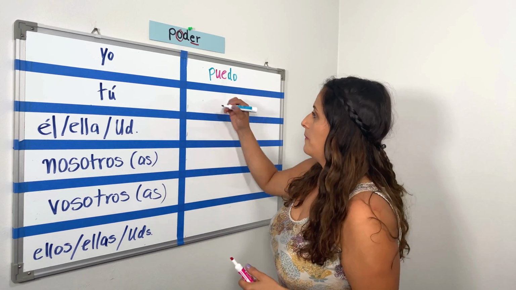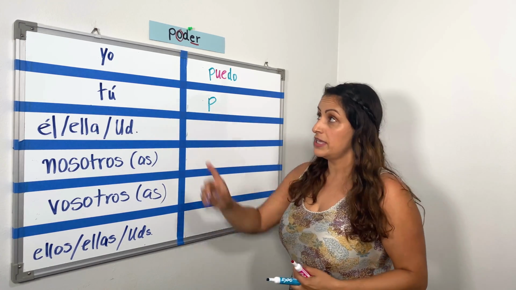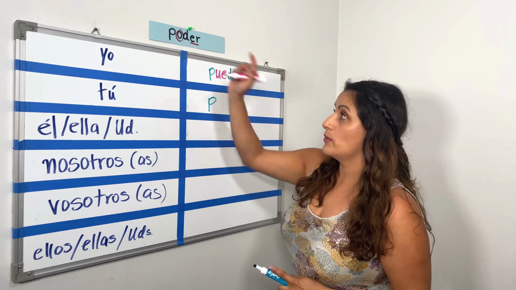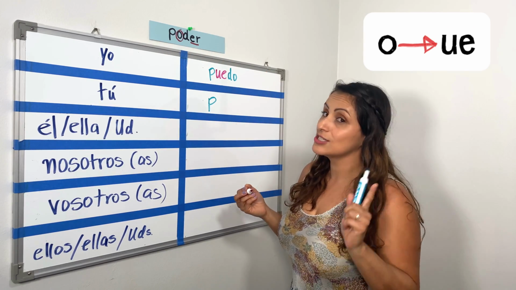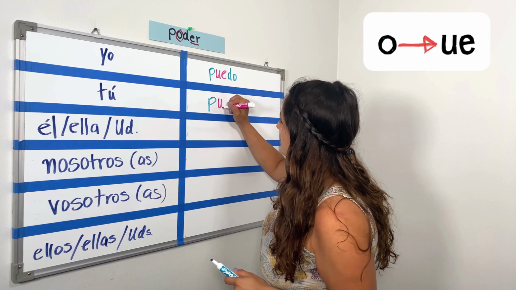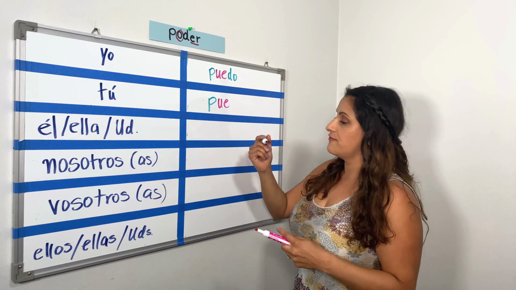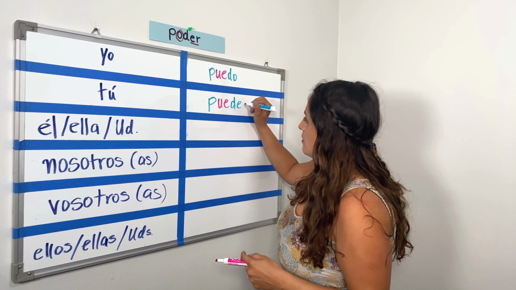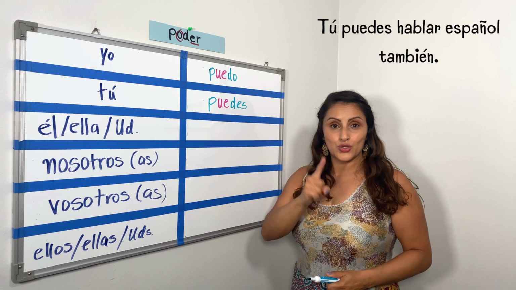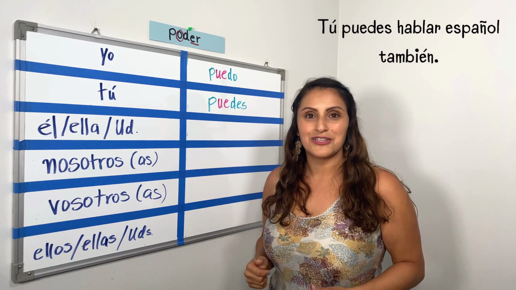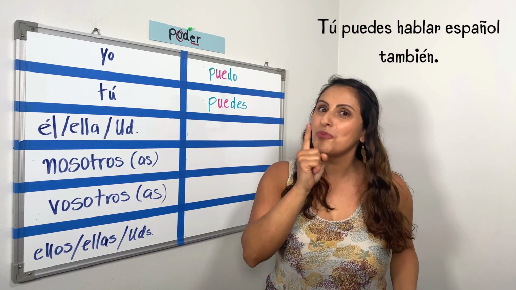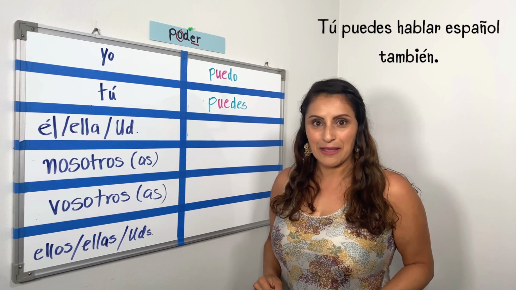Tú. Start with the P of the stem. Now we have the O, which we have to change to UE. And we finish it off. Puedes. Tú puedes hablar español también.